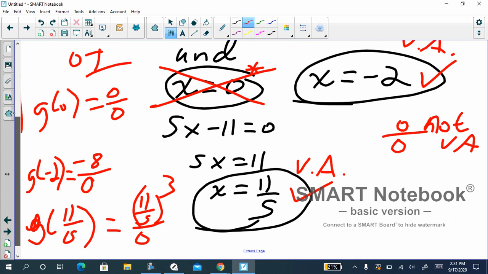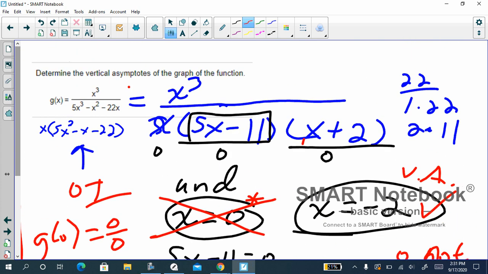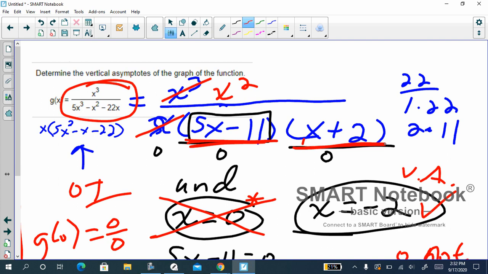Notice on this one, we have a factor of x in common. We have an x down here and a factor of x on top. Once we reduce it, the only things left to make it undefined are 11/5 and -2. But instead of having to worry about can it be reduced, is it relatively prime, all of that, I just like to find out where is it undefined, and then does it make the top 0 also.